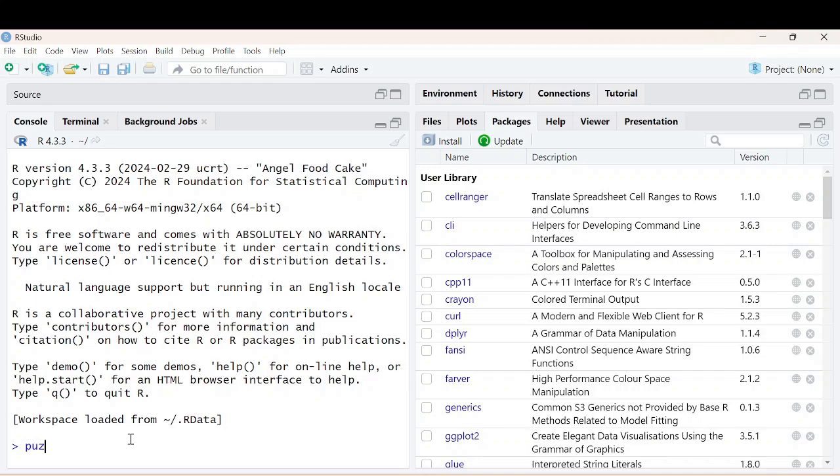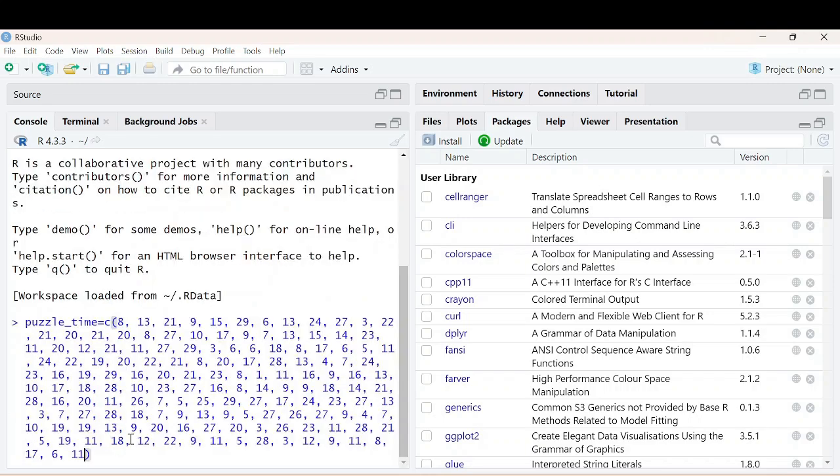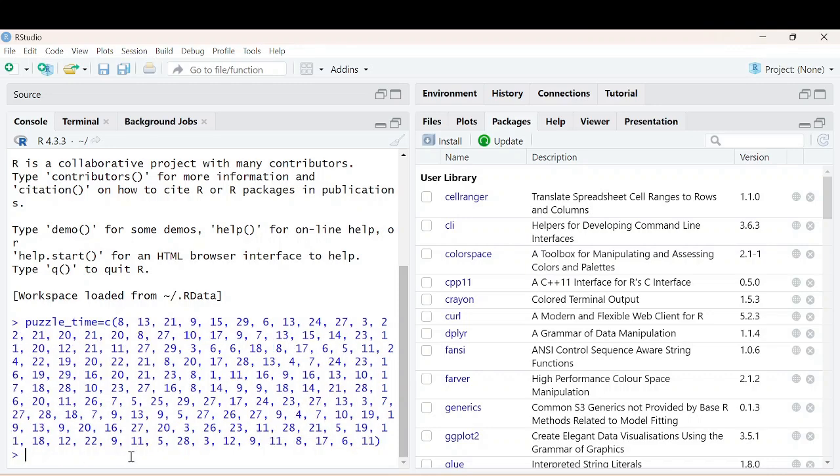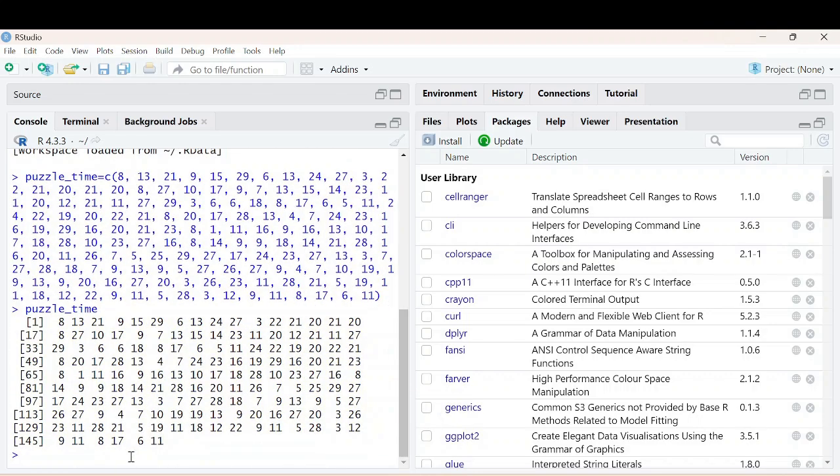You can save the data in any name. So I am going to save the data in puzzle time. Normally if there is more than one value, you have to store it in a vector. It is denoted by c of the values. So the values are stored in the name puzzle time. If you want to see the values, we can call this. So the 150 data are displayed.